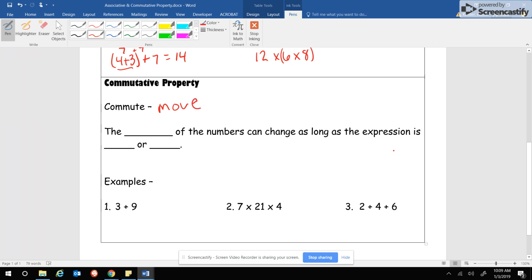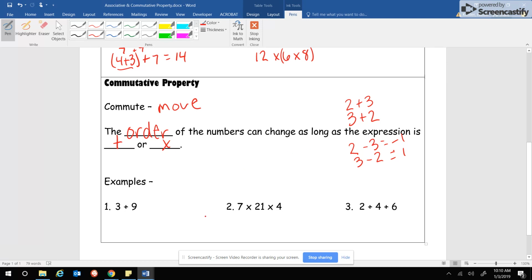And basically, all the commutative property says is that the order of the numbers can change as long as the expression is addition or multiplication. The reason this won't work with subtraction, I know 2 plus 3 and 3 plus 2 give me the same thing. That is the commutative property. But I can't do that with subtraction because 2 minus 3 is negative 1 and 3 minus 2 is 1. And remember, our properties are for equivalent expressions. These two answers right here are not equivalent.